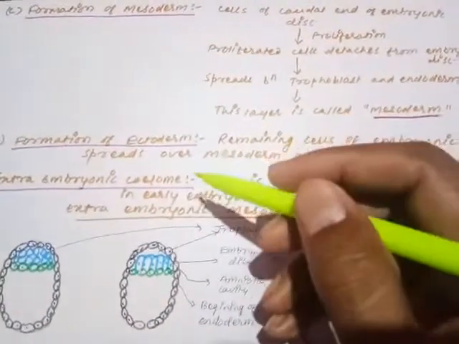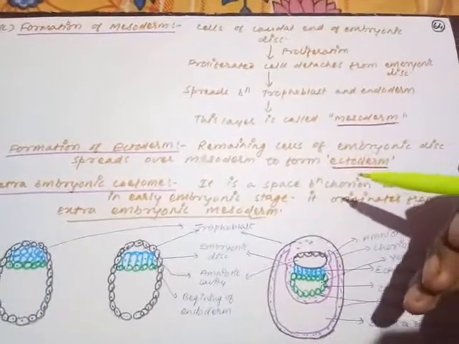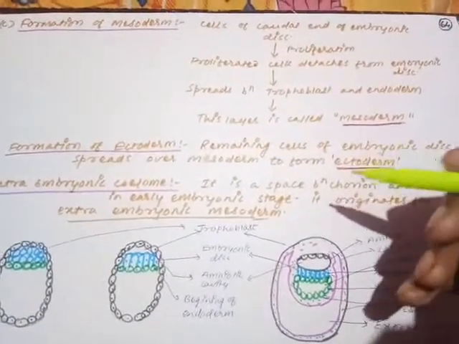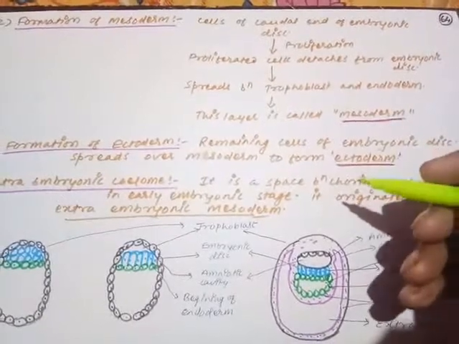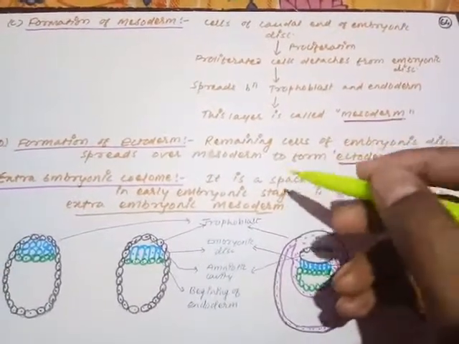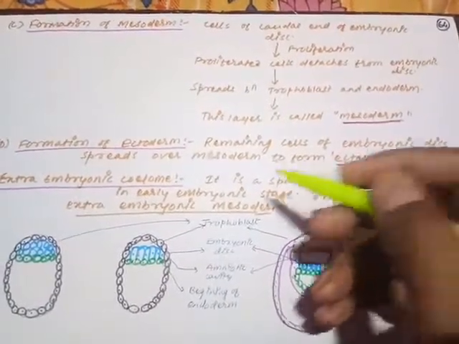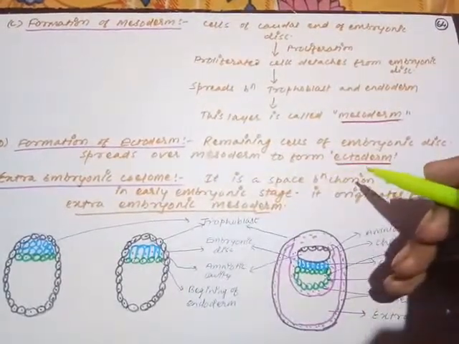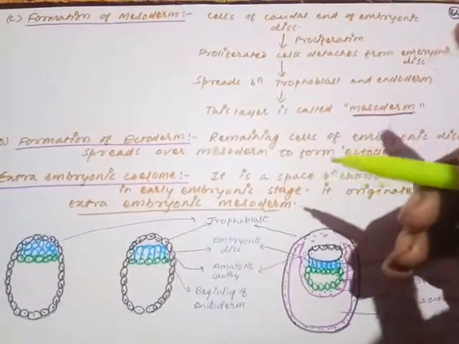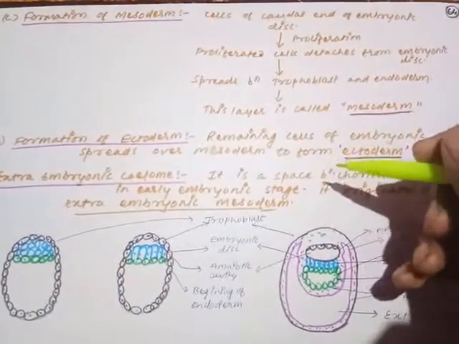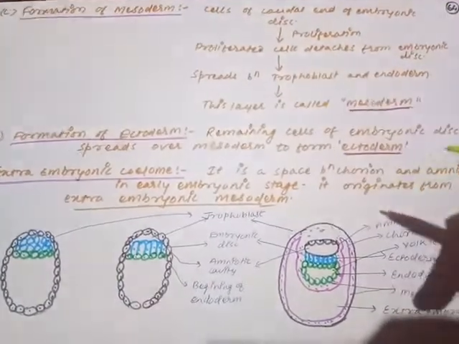The last layer is the ectoderm. So remember, the remaining part of the embryonic disc, the posterior region, forms the mesoderm, and the anterior region will now form the ectoderm. The remaining cells of the embryonic disc spread over the mesoderm to form the ectoderm. So all three layers are produced. The endoderm is produced first, then the mesoderm, and the third one is the ectoderm.